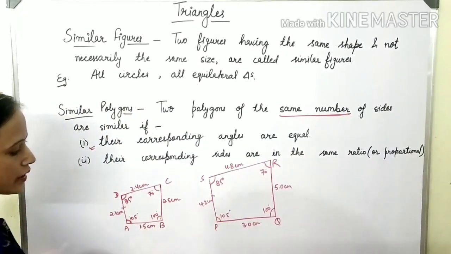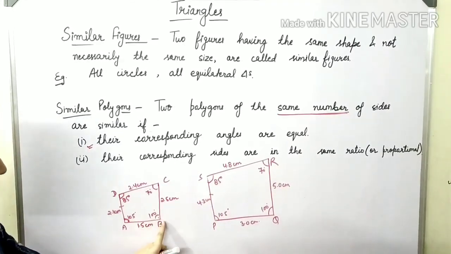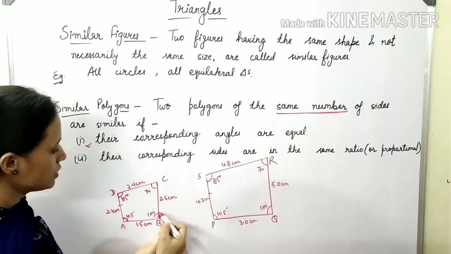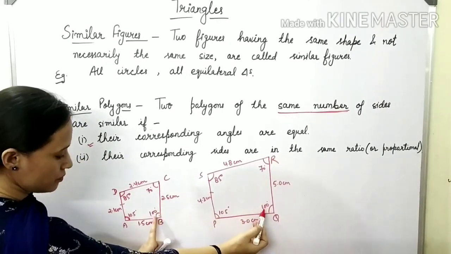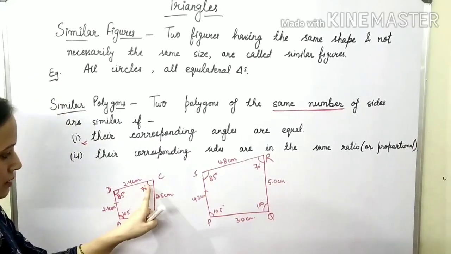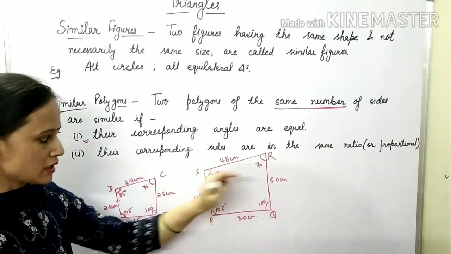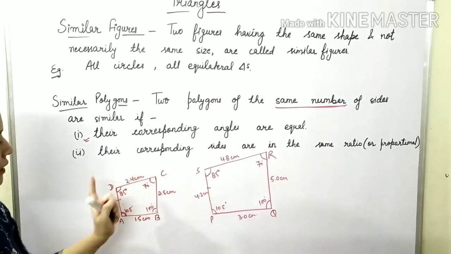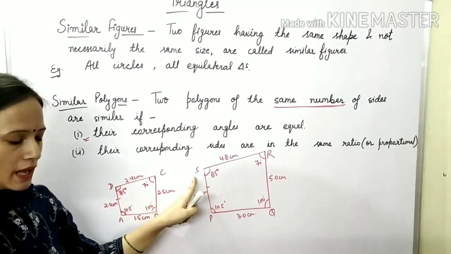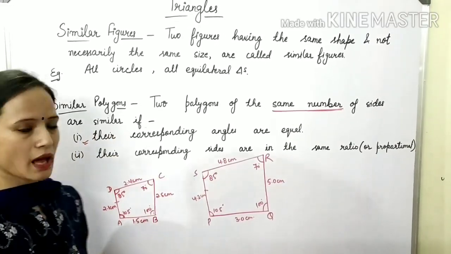Just check this figure. Angle A corresponds to angle P, and we can see that angle A is equal to angle P. Angle B corresponds to angle Q, and angle B is 100, angle Q is also 100. Angle C corresponds to angle R, and both are equal to 70 degrees. Again, angles D and S are corresponding angles and both are equal to 85 degrees. So corresponding angles are equal.